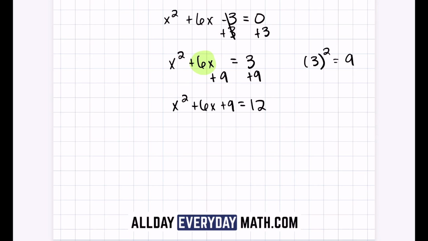So the reason that it's called completing the square is because we now have a perfect square trinomial on the left side of the equal sign. So we can go ahead and factor this out pretty easily with 2 sets of parentheses equal to 12. And so we're going to have x plus 3 times x plus 3.